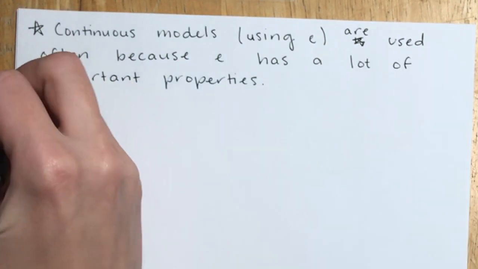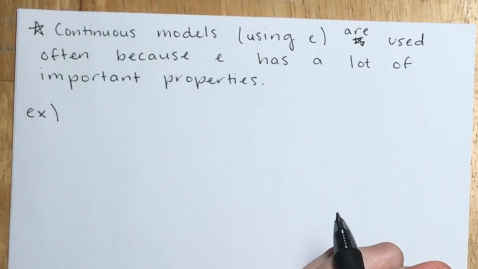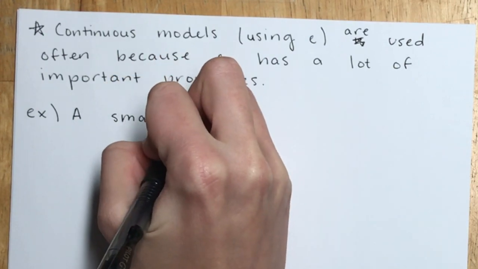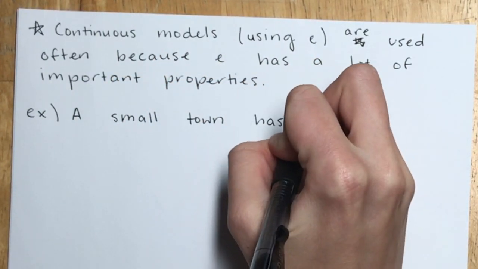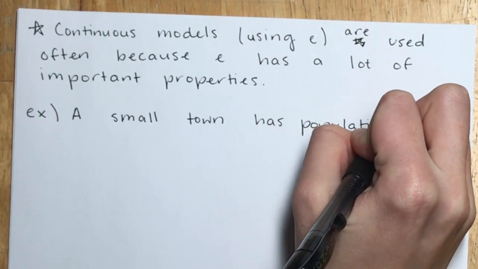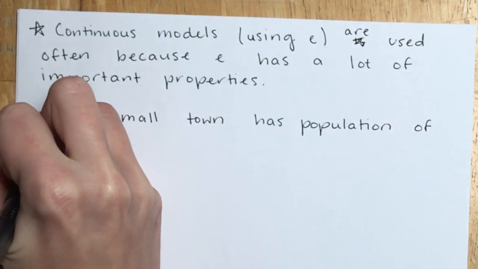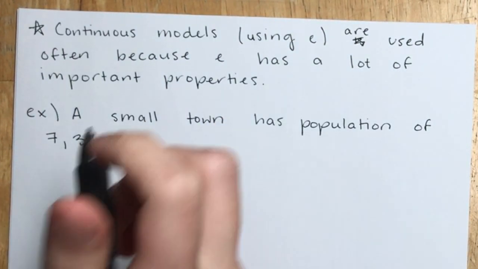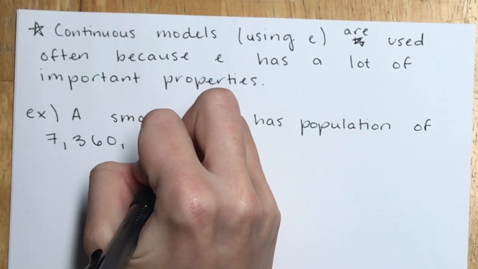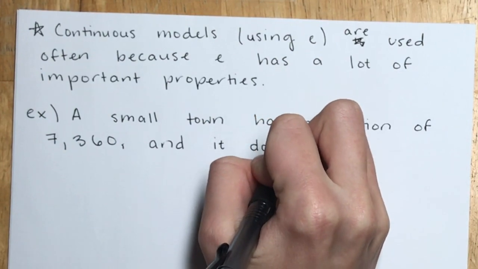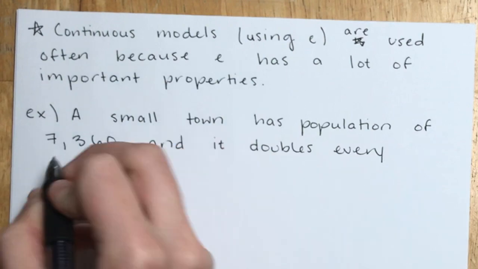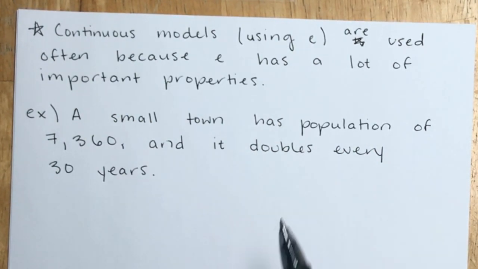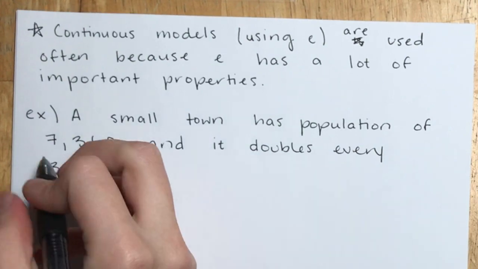So for example, let's say that we have a small town and it has a population of 7,360. So I guess not the smallest town, but pretty small. And it doubles every 30 years. This is a doubling time problem. We can totally represent this using doubling time. So let's look at that really quick. What would that look like?